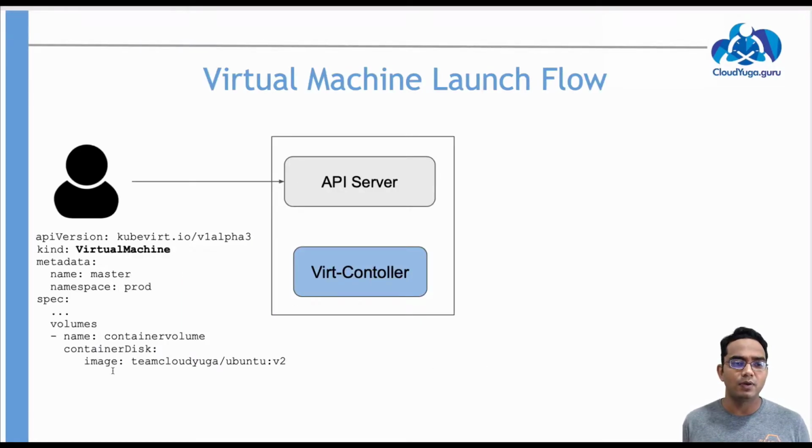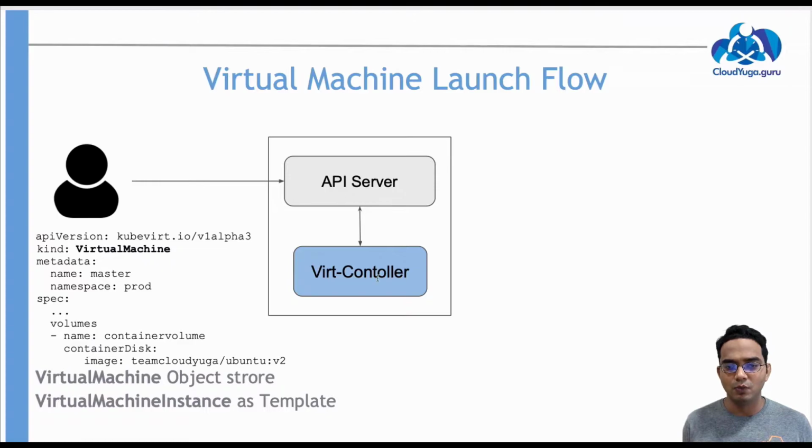So here we have our YAML file for our virtual machine creation. You can see there is a kind called VirtualMachine. In that we have defined our spec and so on. Now this particular YAML file is sent to the API server, which would then connect to the virt-controller. The virt-controller is the controller to manage VMs.